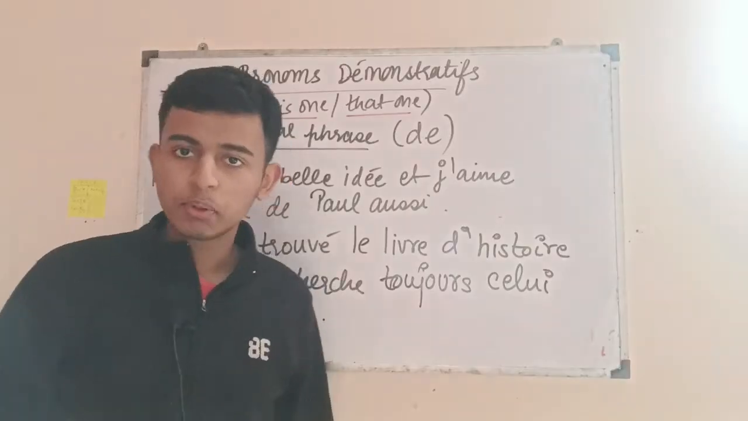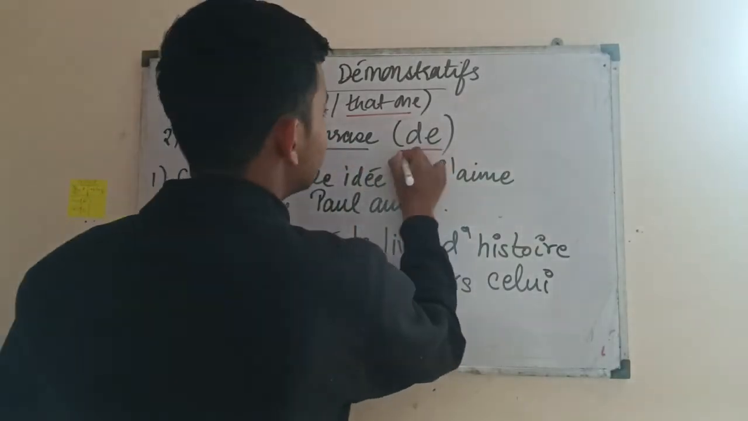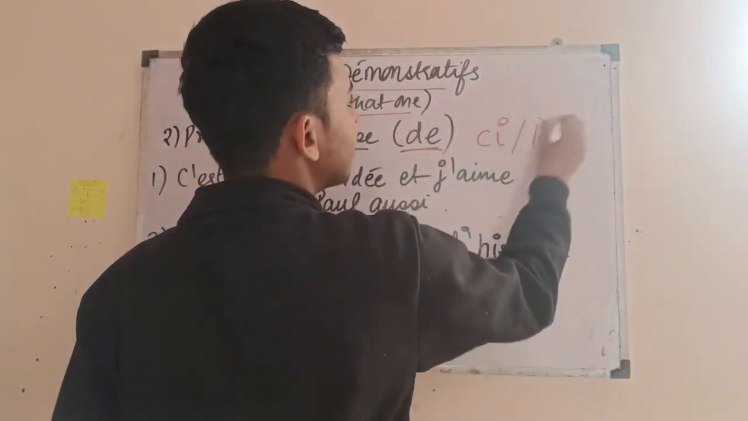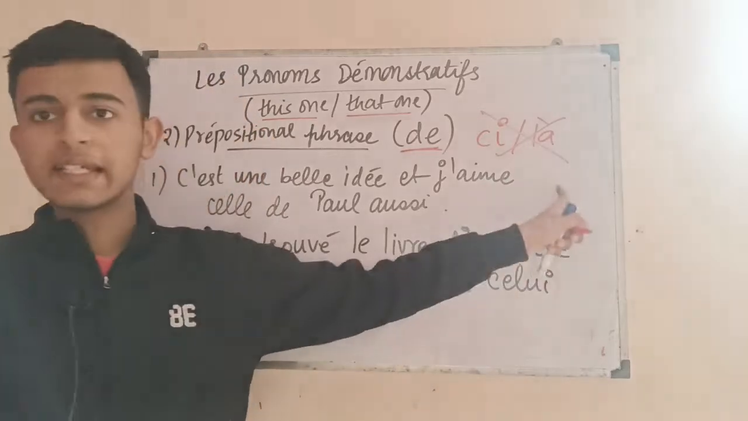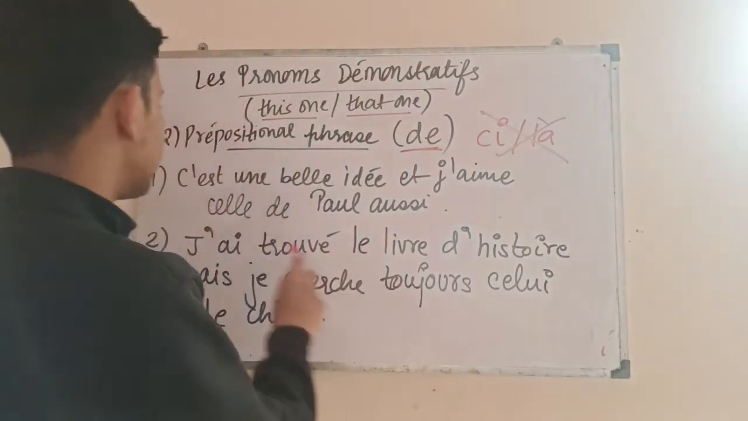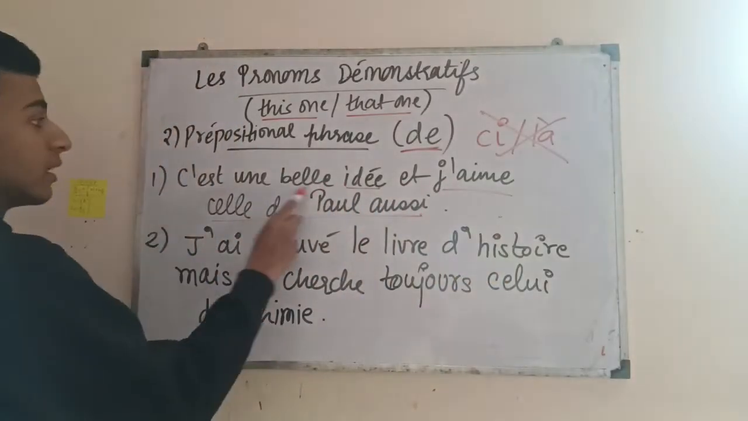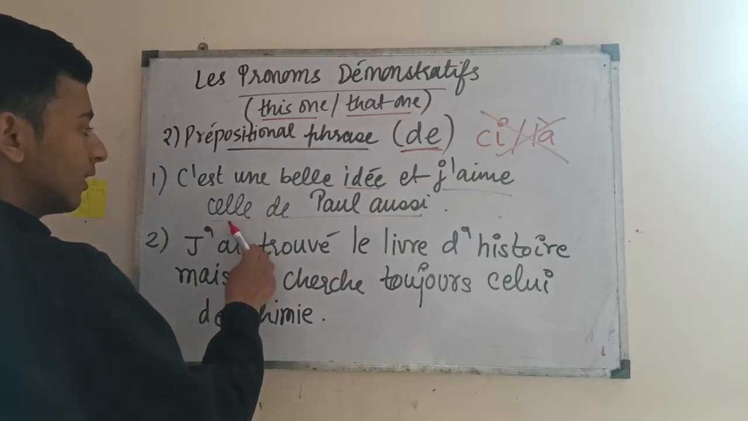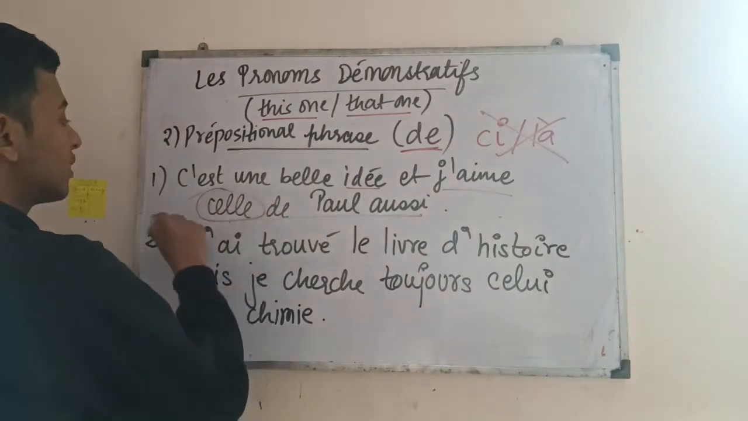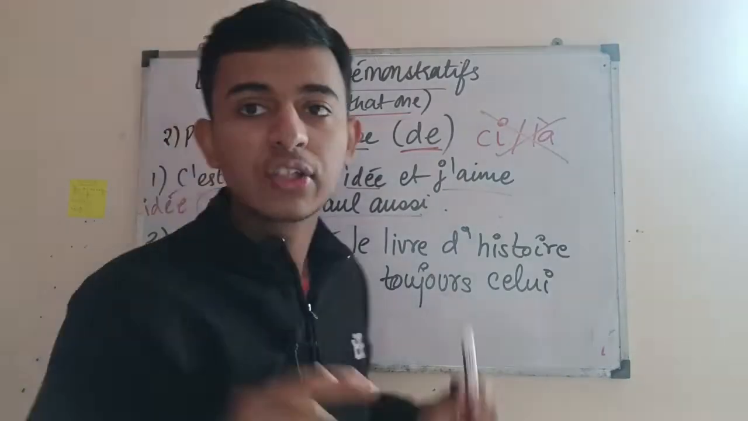There's a condition in pronom démonstratif that whenever we have a prepositional phrase, that is de, in any sentence, then ci or là will be omitted. We will not be putting ci and là, and we'll directly be putting celui, celle, ceux, celles. Example, c'est une belle idée et j'aime celle de Paul aussi. It's a good idea and I'm liking that of Paul also. Celle is for idée here. It's replacing idée, that is idea. This is how it's happening.